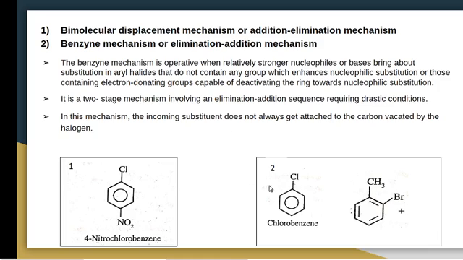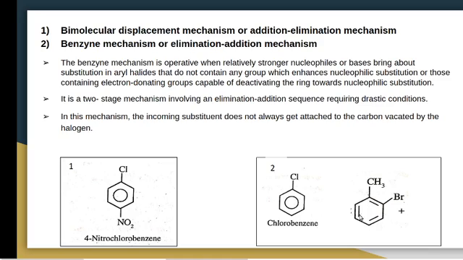So there are two types of mechanism: aryl halides which contain an electron withdrawing group follow the bimolecular displacement mechanism. If there is an aryl halide which does not contain any electron withdrawing group or any electron donating group, that follows the second type of mechanism. And also an aryl halide which contains an electron donating group like CH3 follows the second type of mechanism.